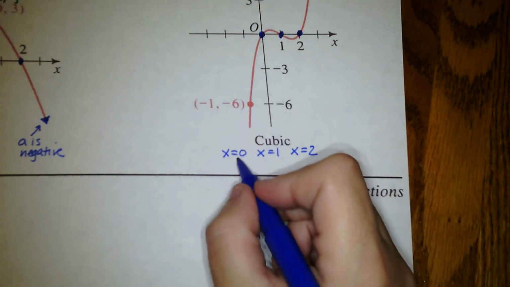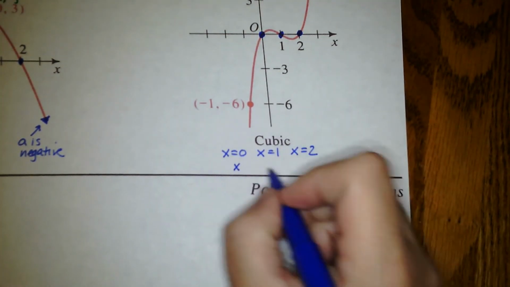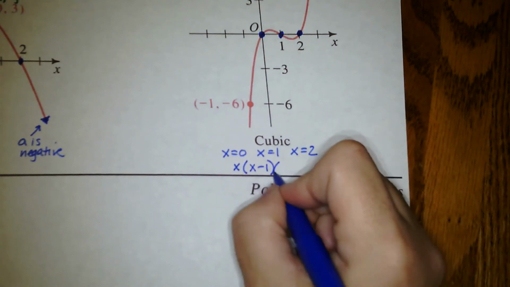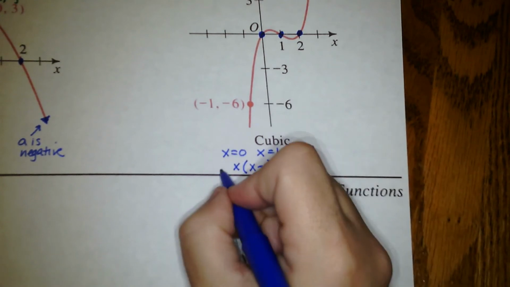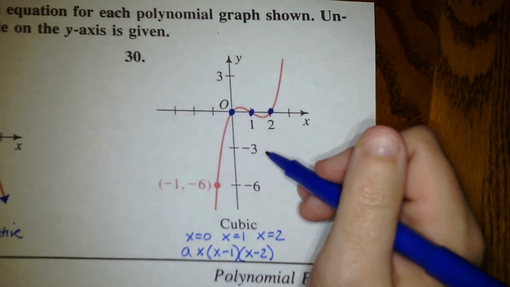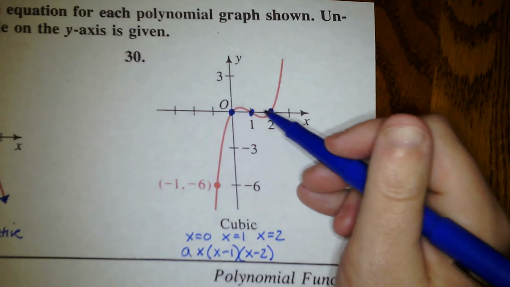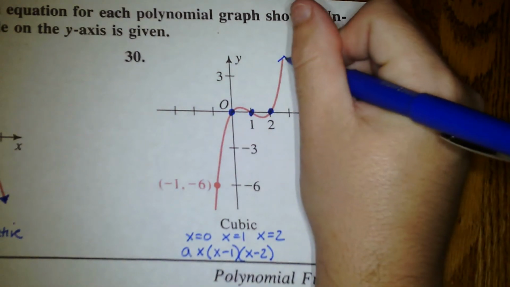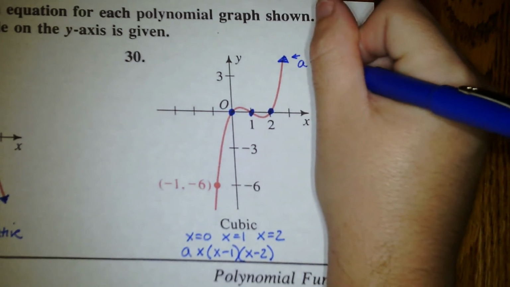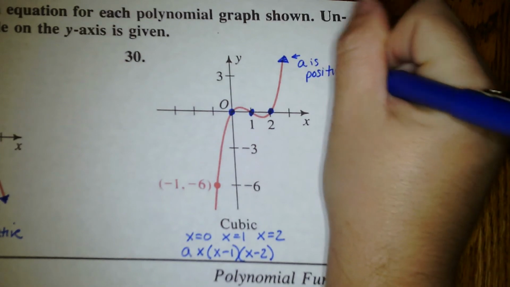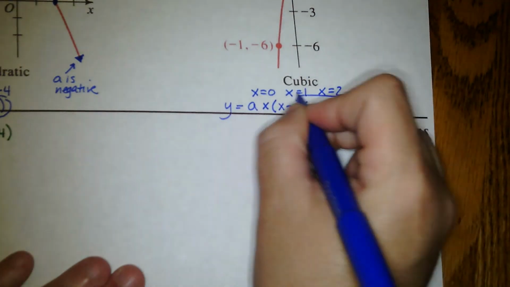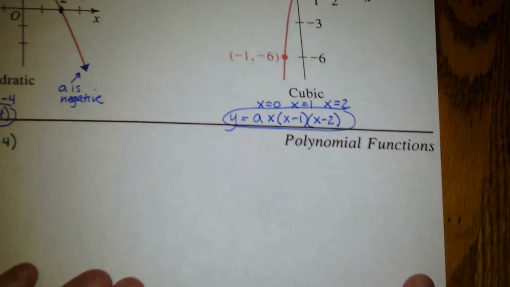Now, generally when there's x equals 0, we just have an x out in the front. X equals 1 is going to give us x minus 1. X equals 2 is going to give us x minus 2. We've got to put our A out there, and we have to see if A is positive or negative. Now, a cubic has a degree of 3, and its end behavior is pointing up. So if it's up at the end, then A is positive. So leave it positive A. There's our beginning.